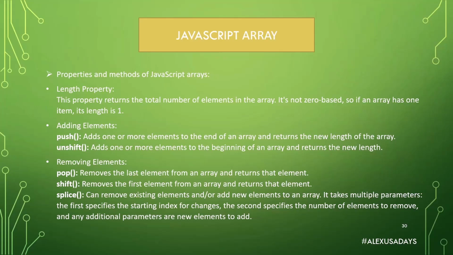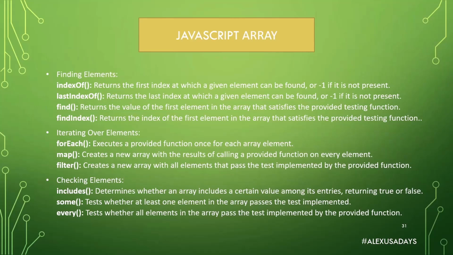It takes multiple parameters. The first specifies the starting index for changes, the second specifies the number of elements to remove, and any additional parameters are new elements to add. You can find elements using indexOf, which returns the first index at which a given element can be found, or -1 if it's not present.